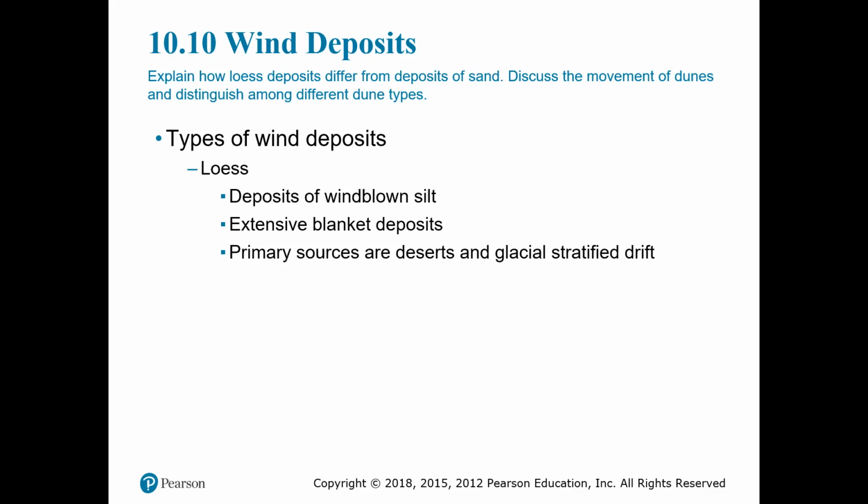In the United States, we see deposits in South Dakota, Nebraska, Iowa, Missouri, and Illinois. Unlike the deposits in China, though, the loess in the United States is an indirect product of glaciation. Its source is actually deposits of stratified drift.